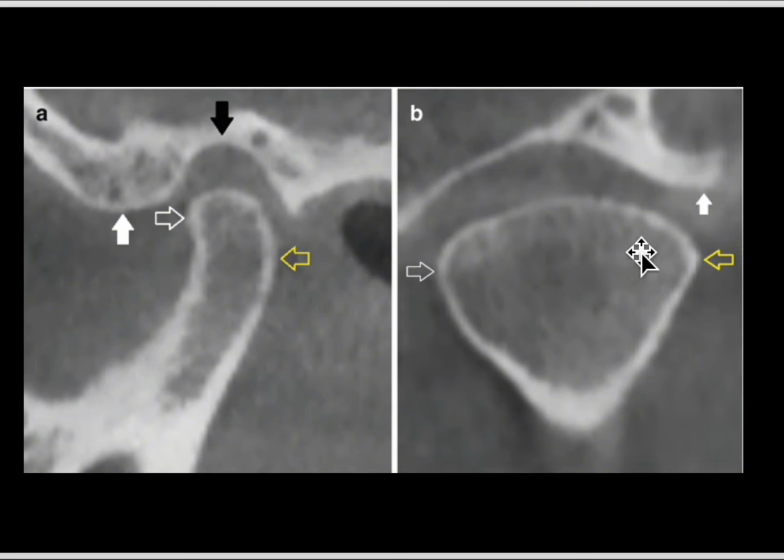Okay, and on the right, we can see right here the lateral rim of the fossa, and this white arrow points to the lateral and medial pole of the condyle. Lateral pole, medial pole.